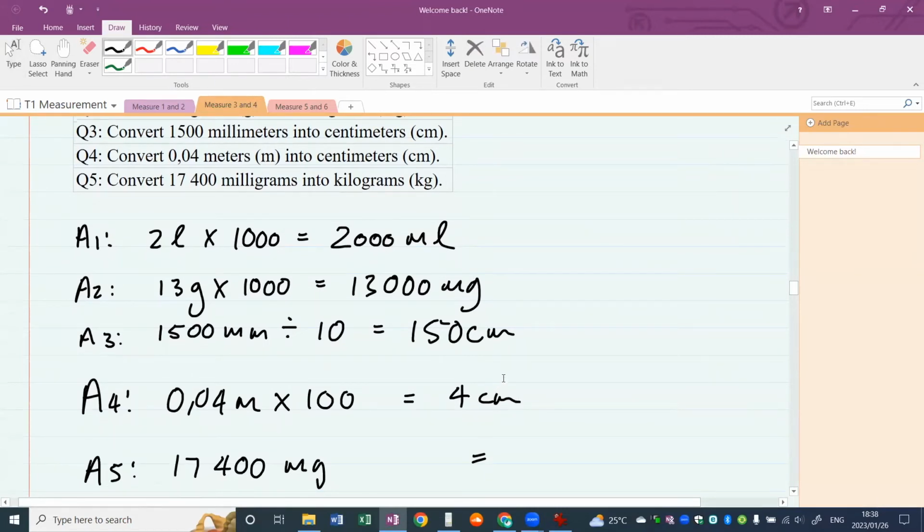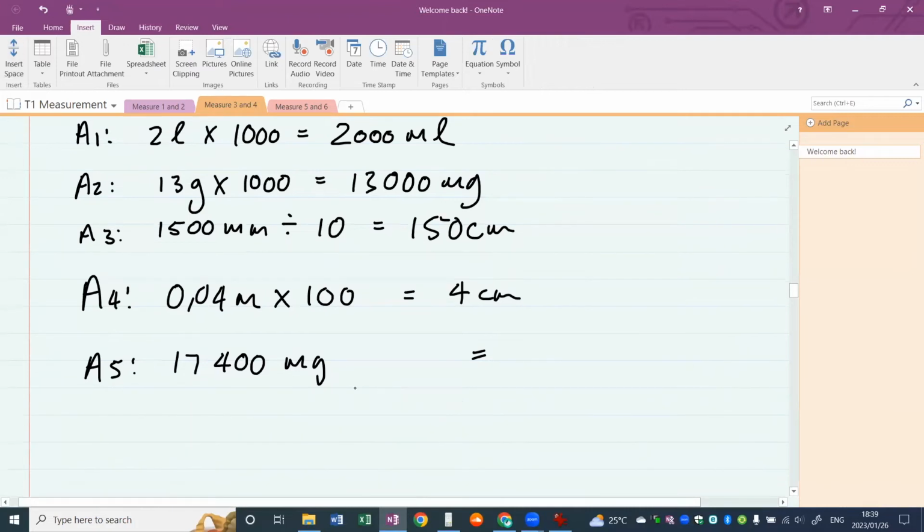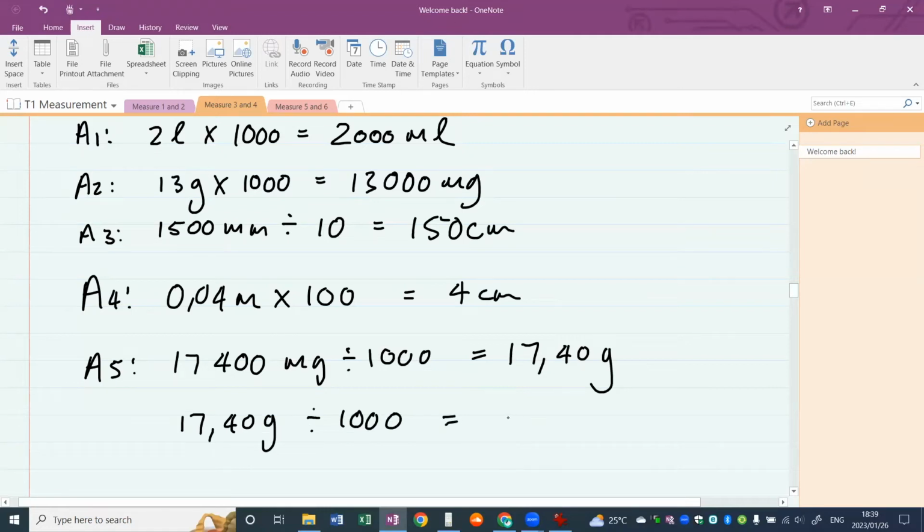Okay, last one. 17,400 milligrams to kilograms. That's a double jump. So let's do 2 steps here. From milligrams to grams, we're going to divide by 1,000 to get to grams first. This is going to give us 17.4 grams. Then divide that by 1,000, because I need my answer in kilograms.